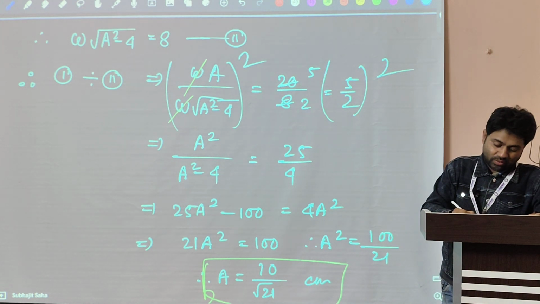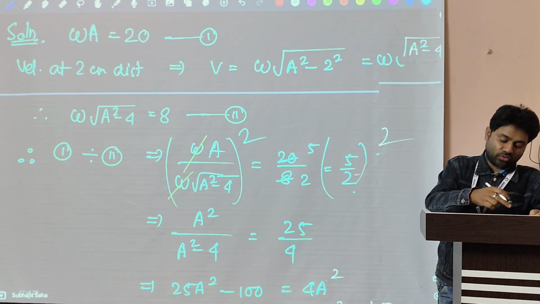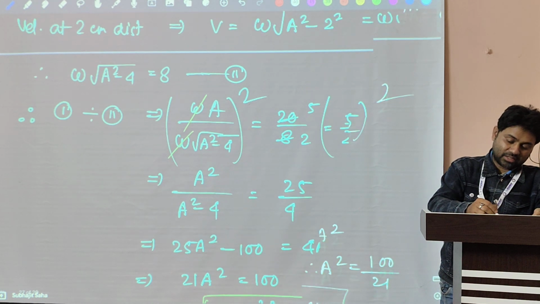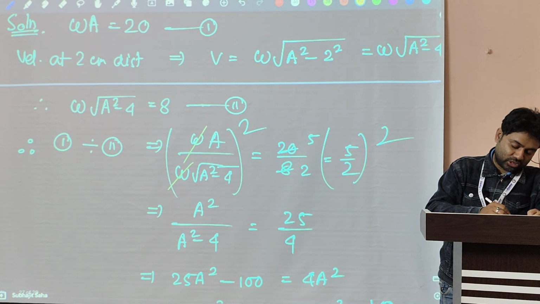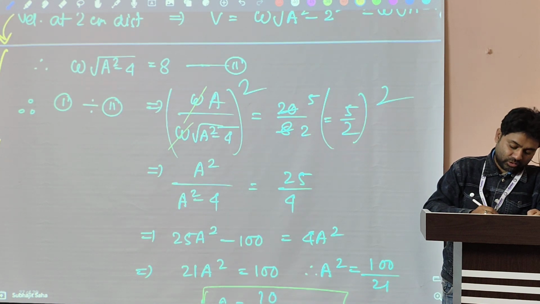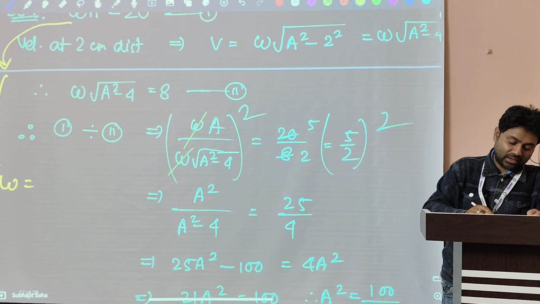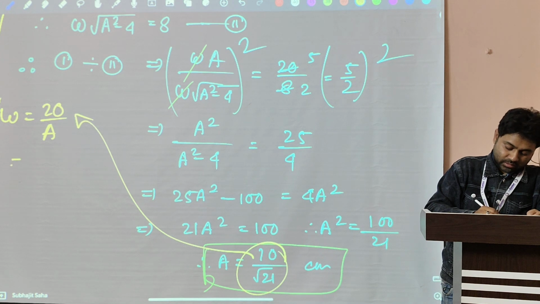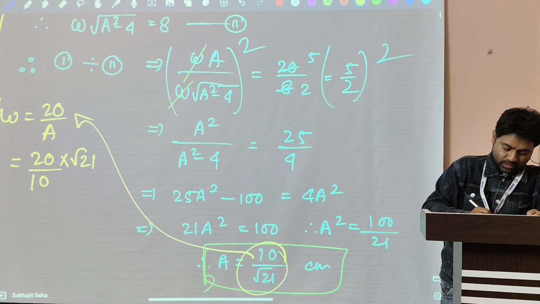Now you can put this value of a back into either equation 1 or 2 to get the omega. Suppose I want to put this value back into equation number 1. So omega is 20 by a. Put this value of a here: 20 by 10 by root 21, which gives 2 root 21. That's omega.